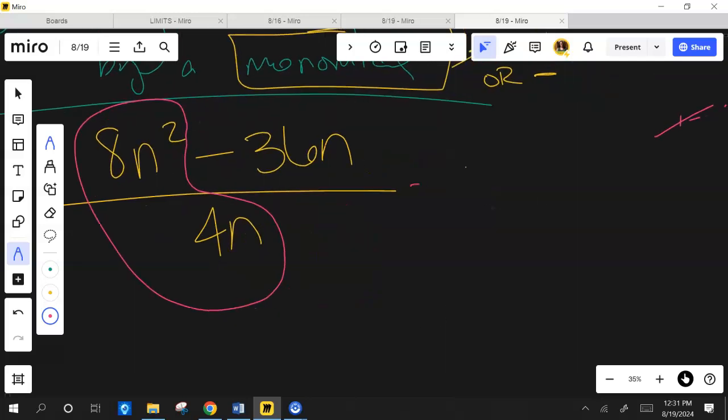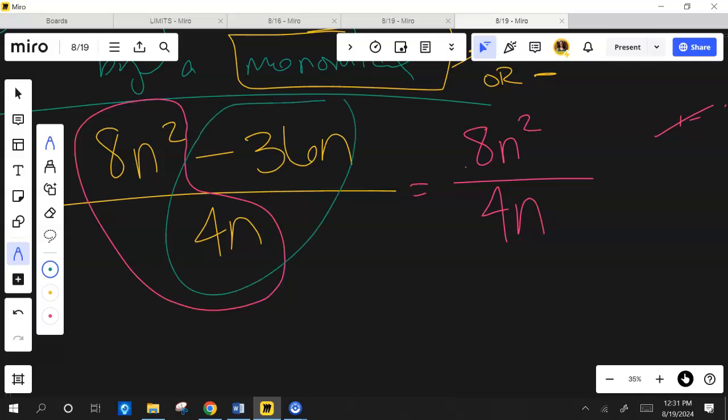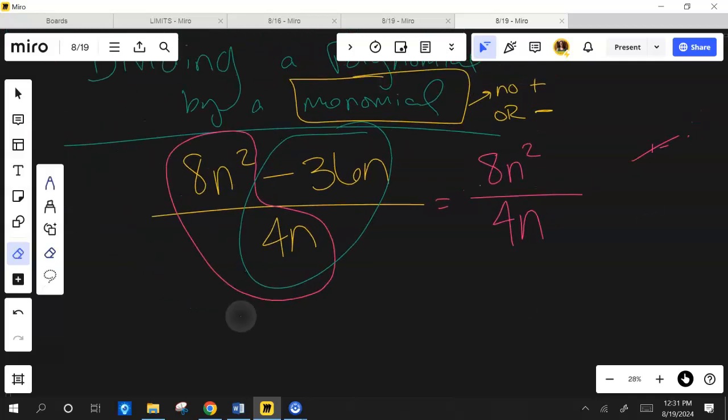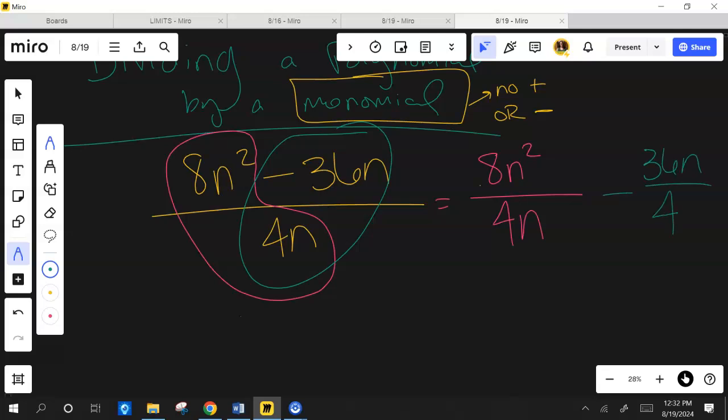okay? So 8n squared over 4n. Then, watch, pay attention. I'm going to make a fraction out of this one. If I had, guys, I am not going to fight y'all to teach you this now. Stay with me. Minus, because that's the sign here, 36n over 4n. Okay? And now what I'm going to do is simplify each one on their own.